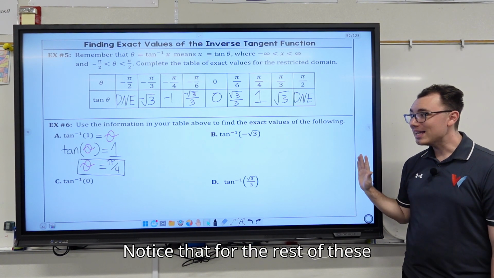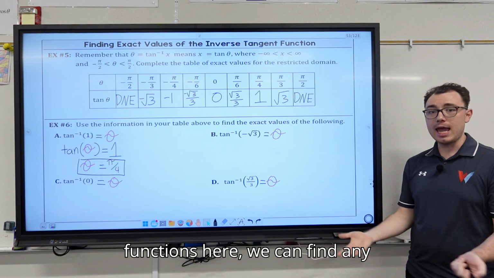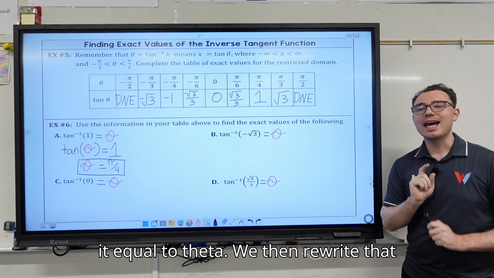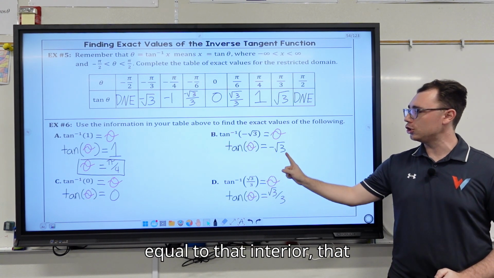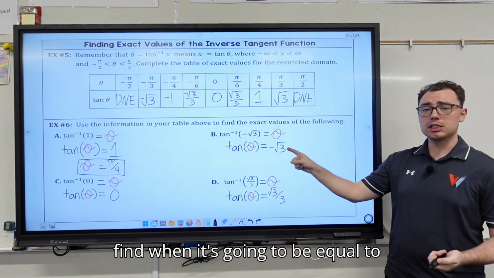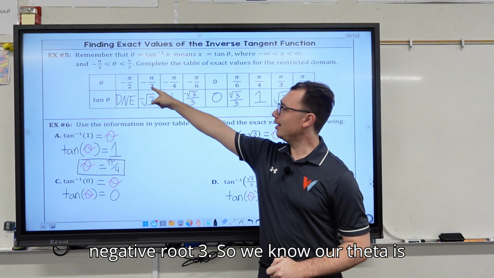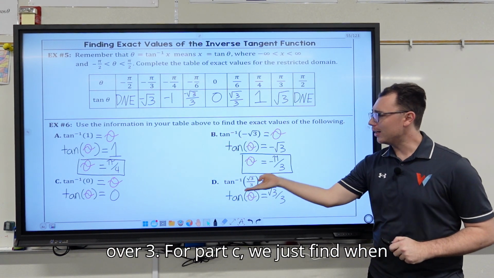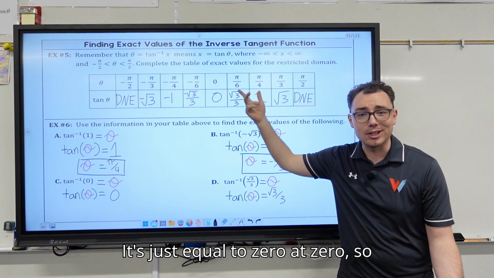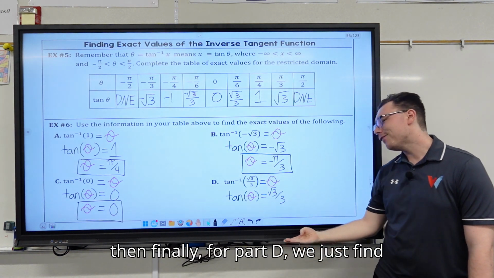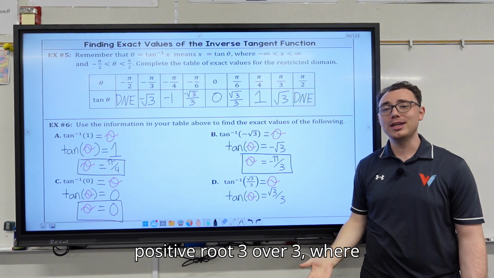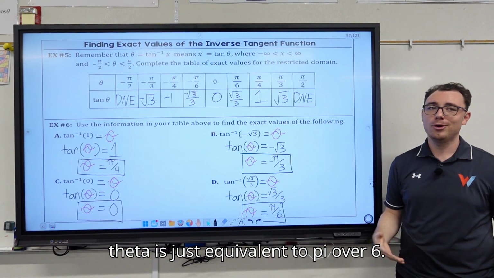Notice that for the rest of these functions, we can find any inverse tangent function by just setting it equal to theta. We then rewrite that tangent function as tangent of theta is equal to that argument of inverse tangent. For b, we find when it's going to be equal to negative root 3. So we know our theta is just going to equal negative pi over 3. For part c, we just find when tangent of theta is equal to 0, and it's equal to 0 at 0. So that's a nice little solve there. And then finally for part d, we find when tangent of theta is equivalent to positive root 3 over 3, where theta is just equivalent to pi over 6.